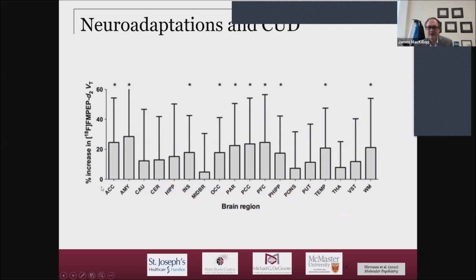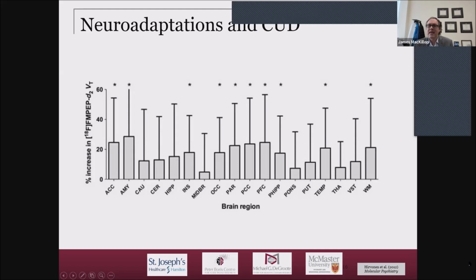So these were individuals who were biochemically verified as having abstained for approximately a month. And this is the rebound in the number of CB1 receptors. So this is the increase, the renormalization in anterior cingulate, amygdala, insular cortex, occipital lobe, parietal lobe, posterior cingulate, prefrontal cortex, parahippocampal gyrus. And what's really critical here, as you probably gather, is that these are really important regions for executive functioning in the case of prefrontal cortex, and emotional functioning in the case of amygdala.